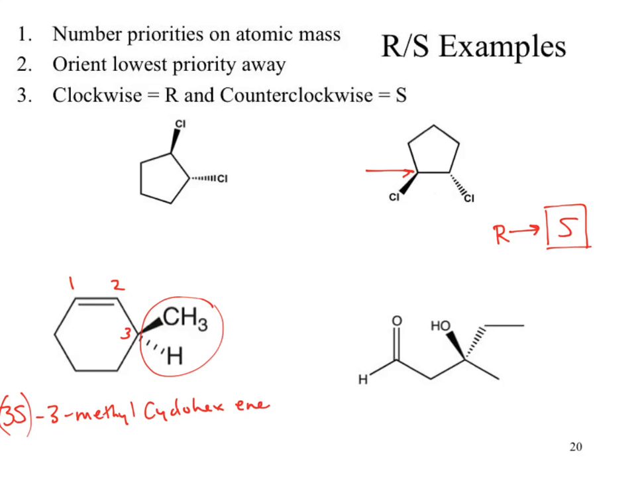Okay. Quickly, 1, 4, 2, 3. Our rotation in this case is counterclockwise. I have S. If we're going to go through and name this, we would have 1S, 2S, depending on how nitpicky you want to get, typically you would write in your 1,2 dichlorocyclopentane.